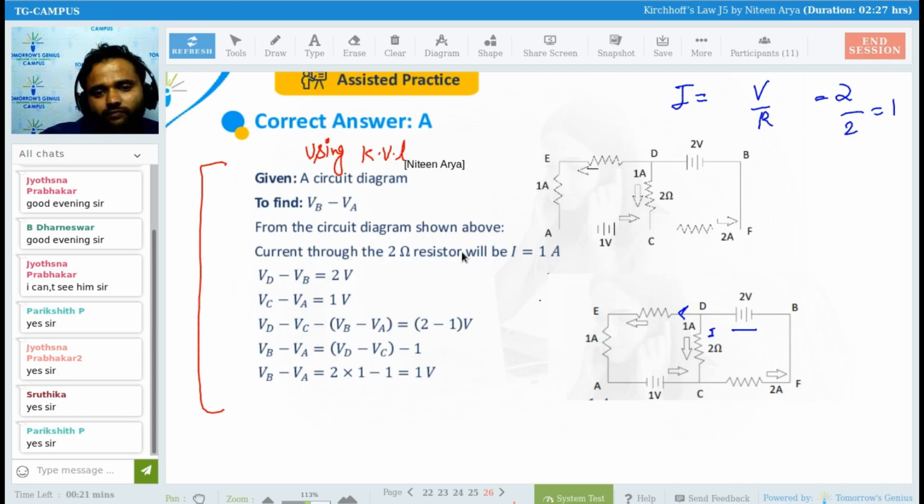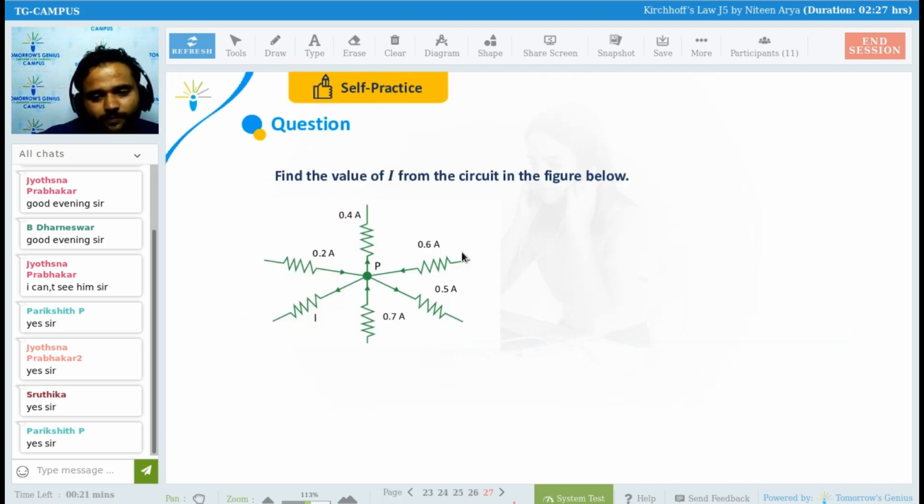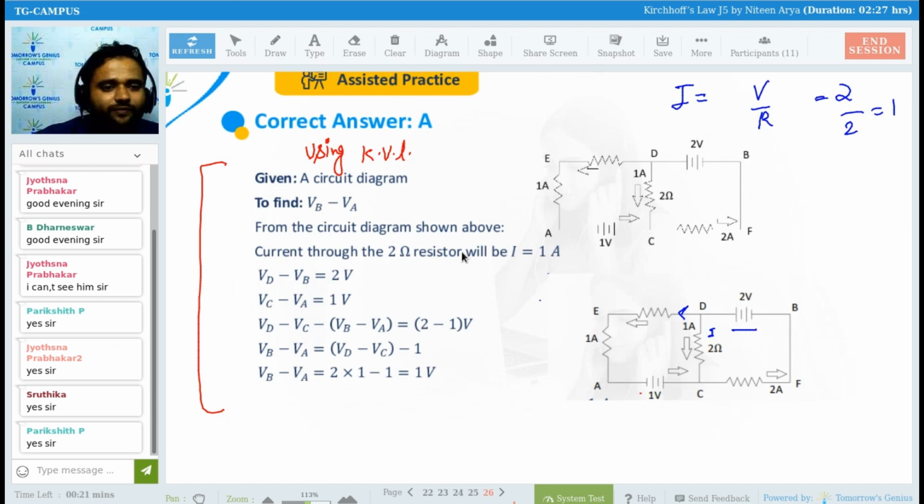Using KVL, you need to follow the direction, and for each particular resistance, the potential difference, and you need to check the sign of all this also. This is negative, this is positive. So this is the entire process. Is this clear, everyone? You need to use KVL, as simple as that. Do it yourself and you will get the answer. The correct answer is A.